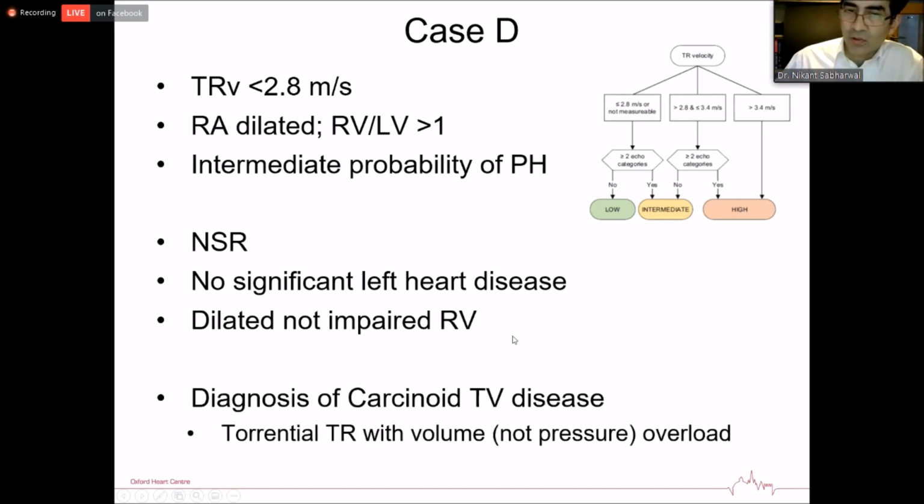And this is someone with carcinoid tricuspid valve disease. She has torrential TR, and this is someone with volume, not pressure overload. This is an example of where this guideline doesn't work perfectly, and we have to remember this is a guideline, not a rigid protocol. This patient does not have pulmonary hypertension, but the torrential TR makes it very difficult to assess PA pressure. Although she does fall officially under the intermediate likelihood of PH, most of us would agree she's not going to have pulmonary hypertension. This is a straightforward case of carcinoid tricuspid valve disease without pulmonary hypertension. This is a volume loaded hyperdynamic system, not pressure loaded.